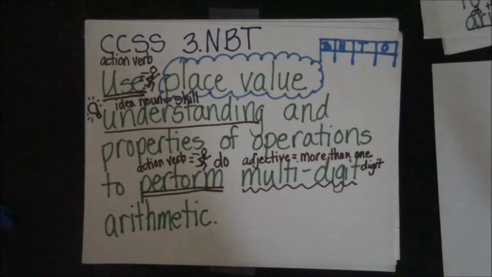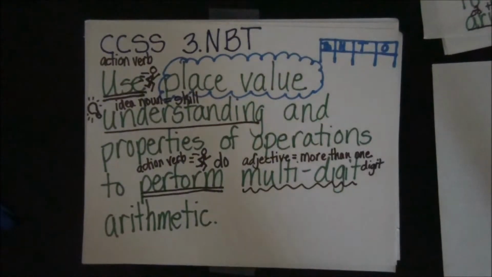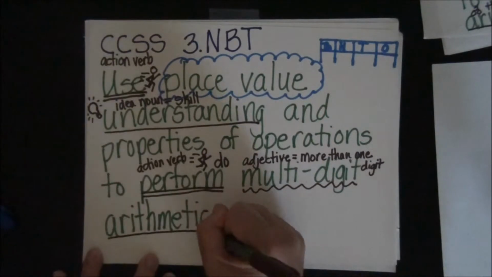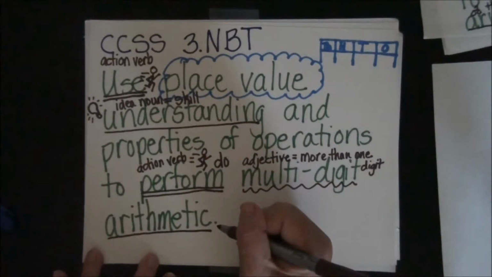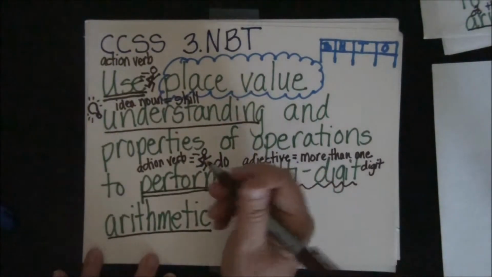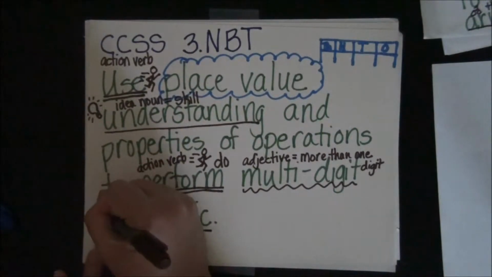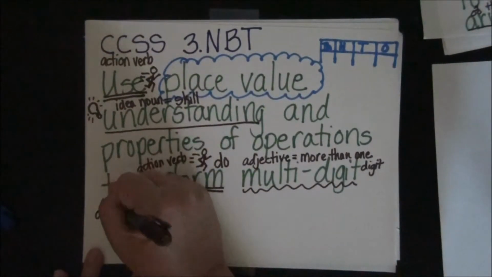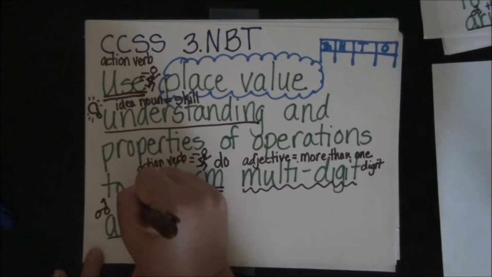Okay, multi-digit arithmetic. Now, arithmetic is not necessarily math. It includes math, but arithmetic does not equal math completely. Arithmetic is a noun. I'm going to underline it with one line to show that it's a noun. It is a thing noun. So I'm going to draw a little bicycle because that's my icon for a thing noun. A bicycle is a noun and it's a thing. So this is a thing noun.